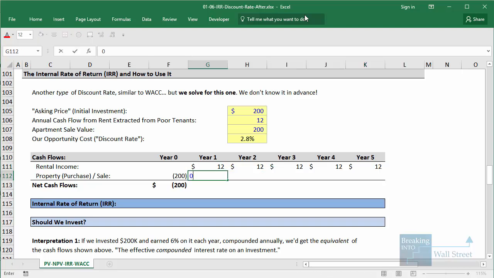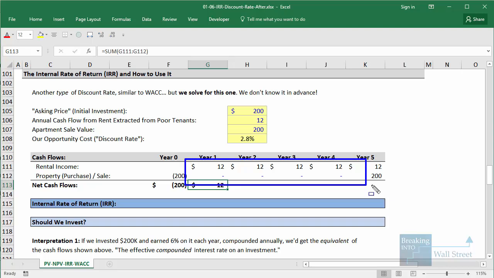And then for the property purchase or sale, we're not going to have anything in years 1, 2, 3, or 4, but we will sell this property at the end in year 5, as we've been assuming all along, for $200,000. Now, of course, in real life, this is not exactly realistic because most likely the rent would go up each year and the property's value would probably increase by the end. So it would probably be more than 200,000 and the rent each year would probably be more than 12,000, but we're just trying to keep things simple here.